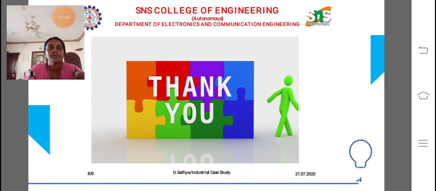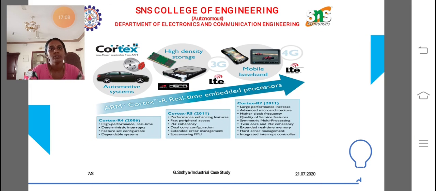So from this I have to conclude that ARM is a single to quad core configuration with full hardware coherence, supporting symmetric and asymmetric OS implementation, coherence with external and non-cached bus masters, and coherence with other CPU clusters. So that's why we are using the ARM Cortex series in our automotive systems, high density storage and mobile baseband units. So based on these features, we are utilizing this ARM unit in our day-to-day life.